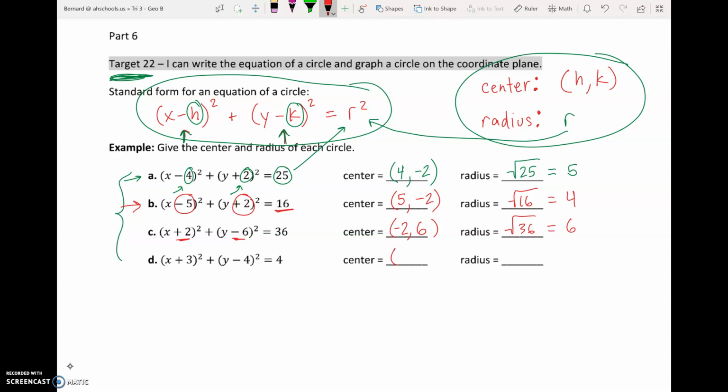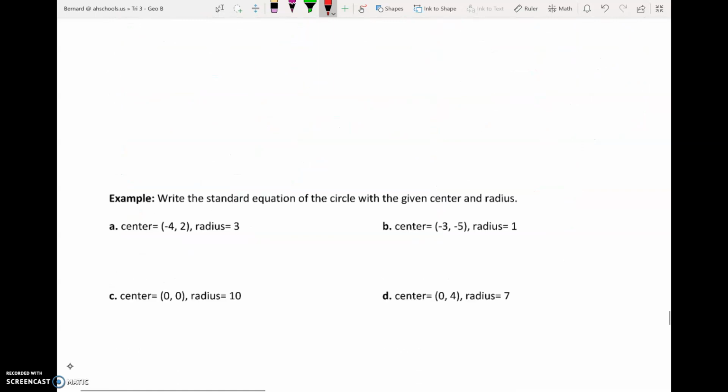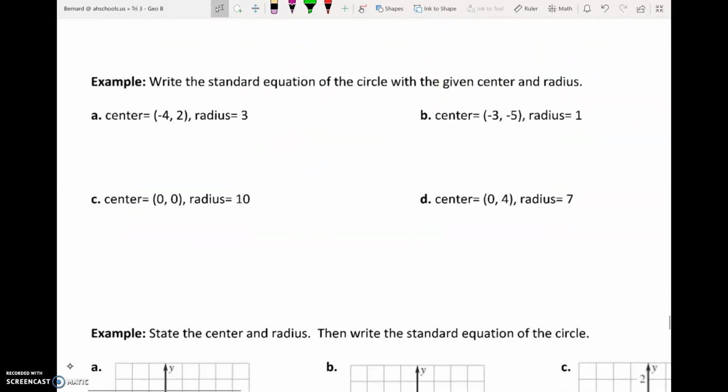All right, lastly, center, x value should be -3, y value should be +4. And then radius is the square root of 4, which is 2. All right. Now, hopefully that makes some sense. And if you're feeling good about that, that's perfect. In the next example, we'll work backwards.